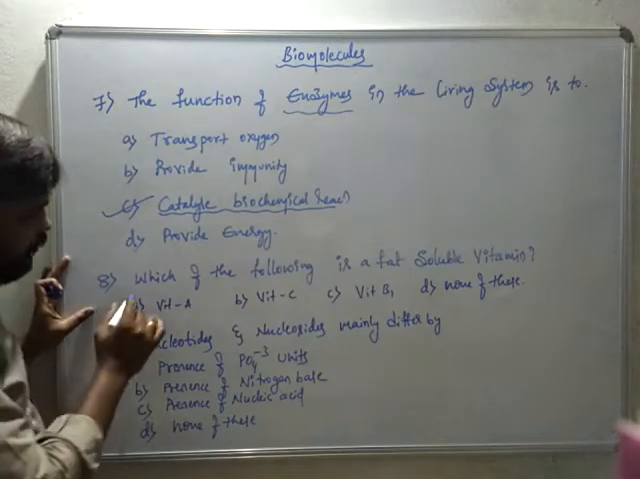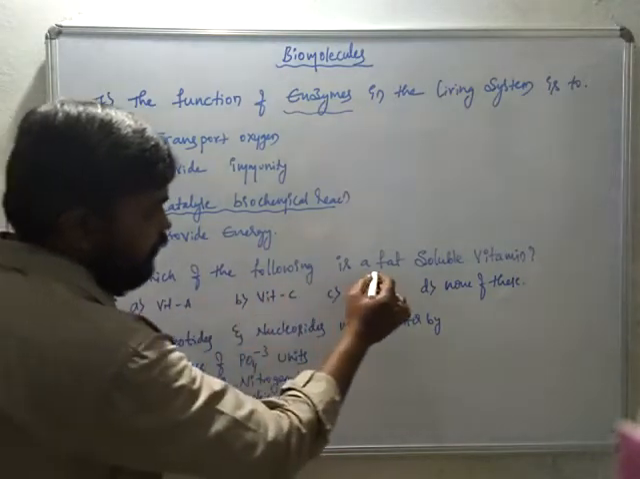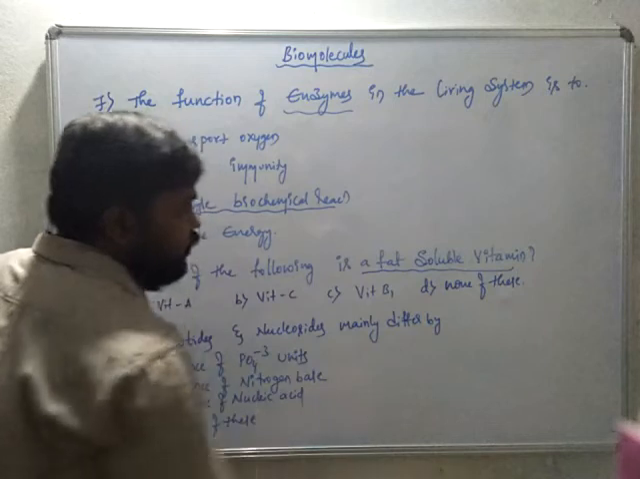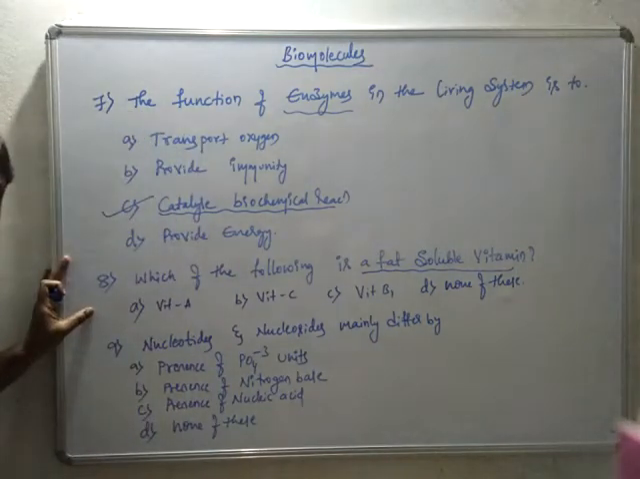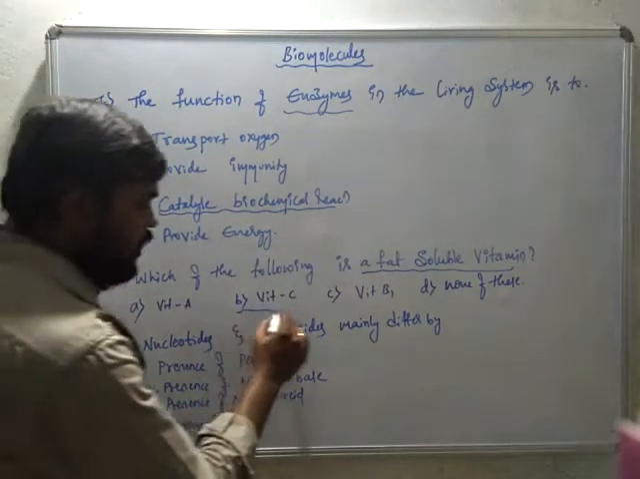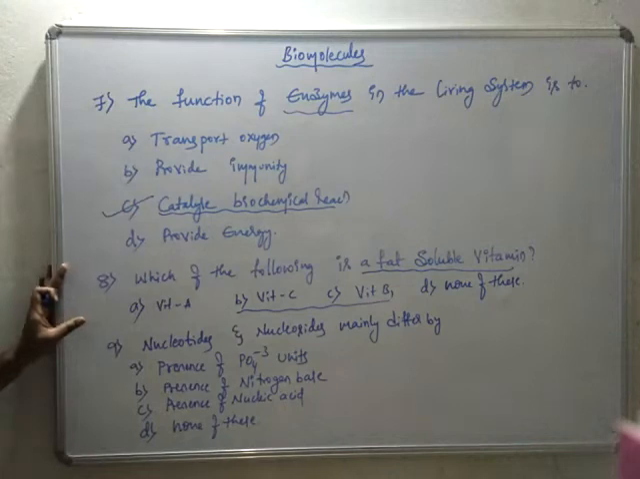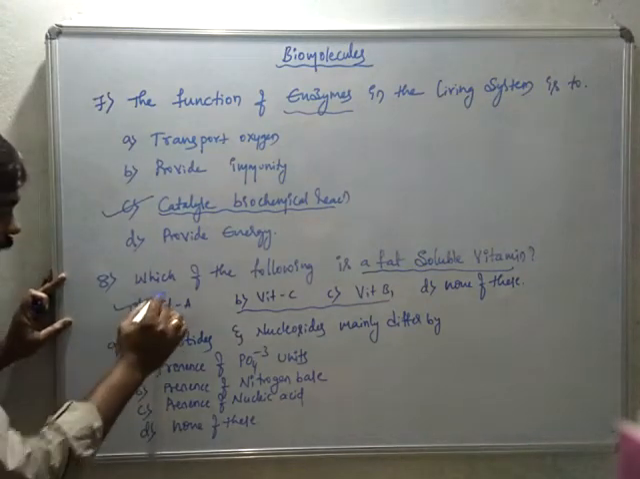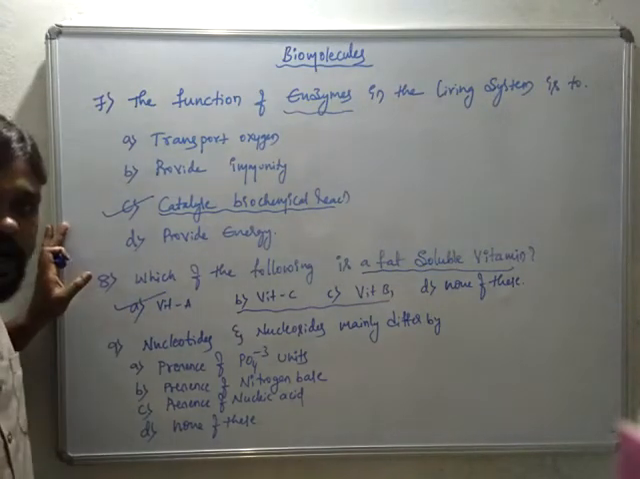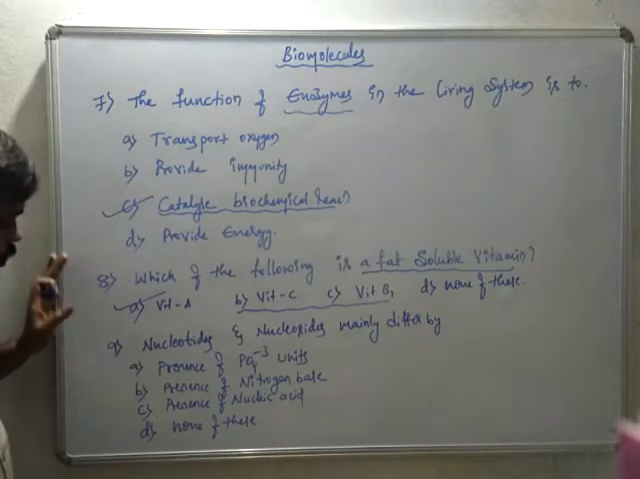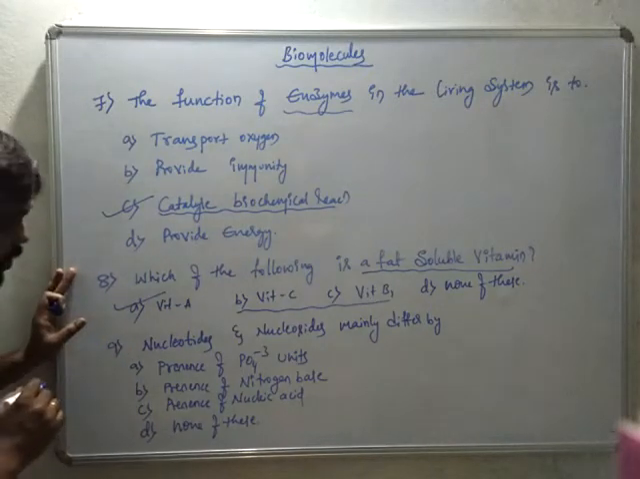Next, which of the following is a fat soluble vitamin? I told you vitamins are of two types, water soluble and fat soluble. Among the given, which is fat soluble? Both vitamin C and B1 are water soluble, but vitamin A is fat or oil soluble, which is stored in the adipose tissues. So option A is the right answer here.